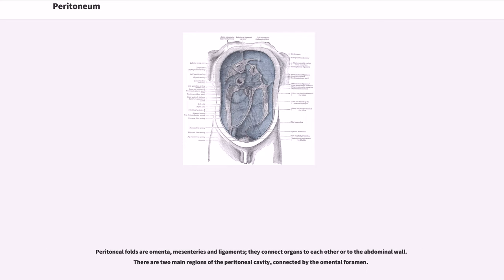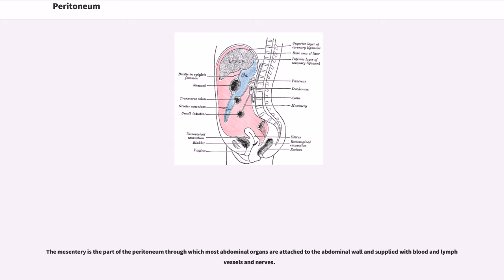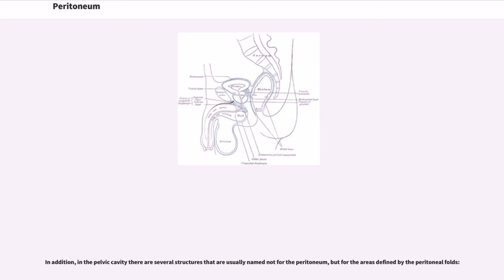Peritoneal folds are omenta, mesenteries and ligaments. They connect organs to each other or to the abdominal wall. There are two main regions of the peritoneal cavity, connected by the omental foramen. The mesentery is the part of the peritoneum through which most abdominal organs are attached to the abdominal wall and supplied with blood and lymph vessels and nerves. In addition, in the pelvic cavity there are several structures that are usually named not for the peritoneum, but for the areas defined by the peritoneal folds.